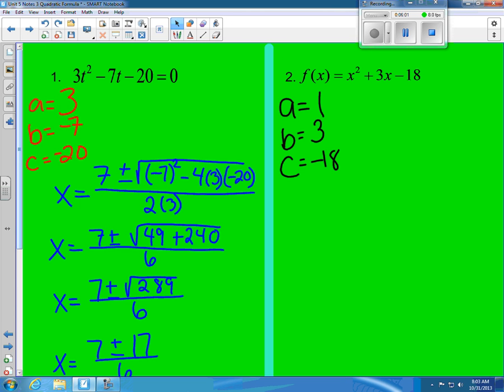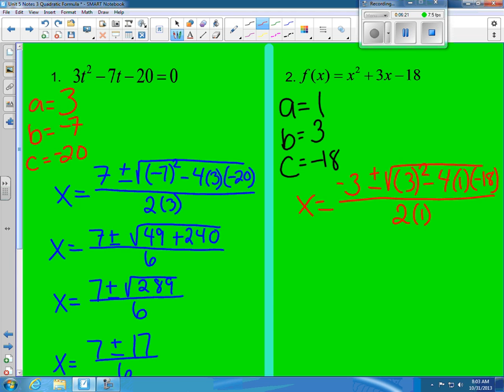Let's go ahead and put that into our quadratic formula. So opposite b, this time b is positive, so we're going to make it negative 3 plus or minus the square root of 3 squared minus 4 times a, which is 1, times c, which is negative 18, all over 2 times a. All right, so let's again simplify underneath the square root sign. So negative 3 plus or minus the square root. 3 squared gives us 9. Negative 4 times 1 times negative 18 gives us a positive 72, all over 2 times 1, which is 2.